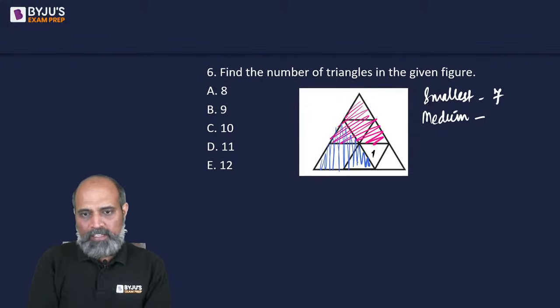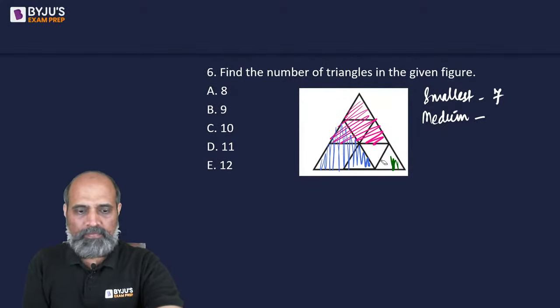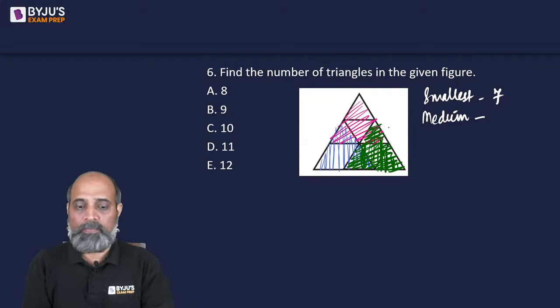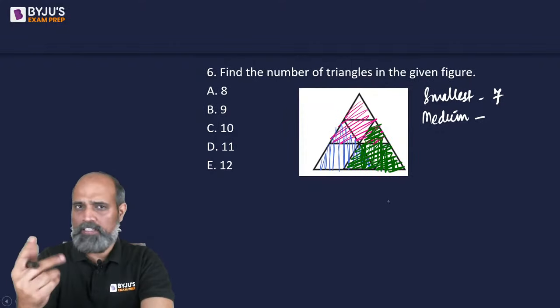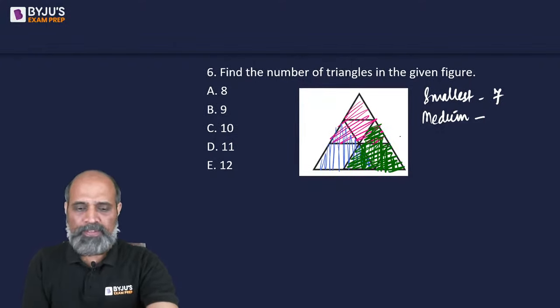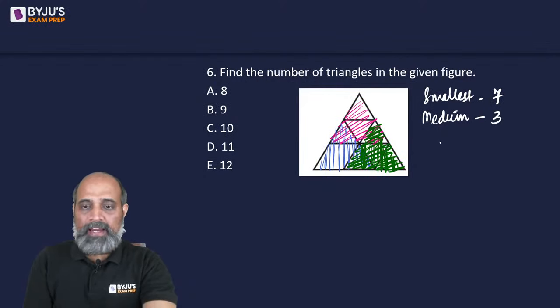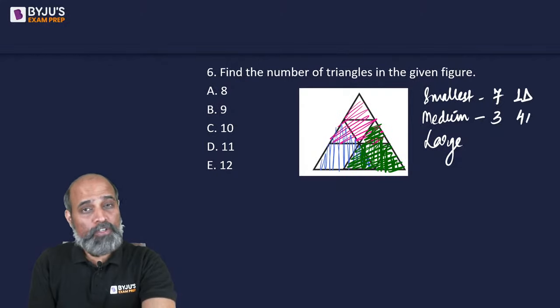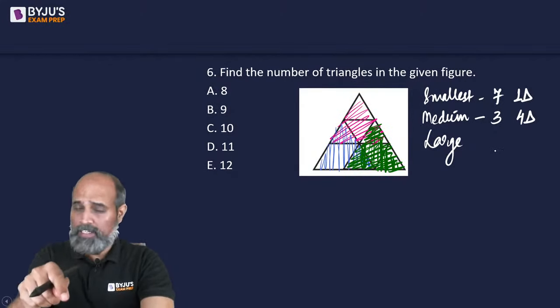Then we get another medium sized which is going to be this one. So how many medium size will we get? So obviously there are 3 vertices, so we are going to get 3, right? And then let's talk about the large size. Smallest means 1 triangle. Medium size means we took 4 triangles, 3 at the corners and 1 at the center.